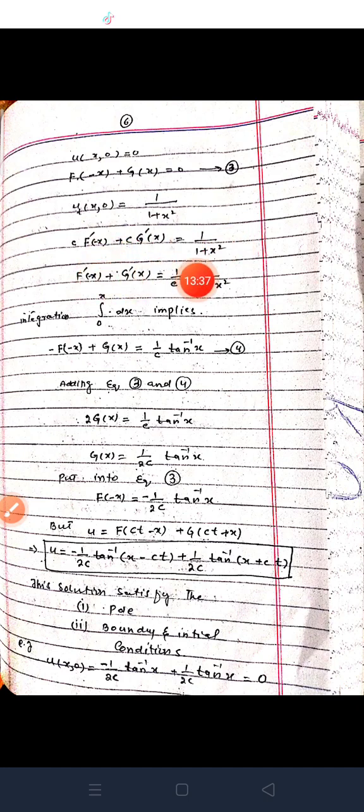Now taking the integral, this equation is with respect to x, so we consider it now an ordinary differential equation. Taking the integral on both sides from limit 0 to x, we get the integral of this number is equal to tan inverse x, and what is the integral of f prime, which is equal to minus f, and what is the integral of g prime, which is equal to g. Now this is equation 3 and this is equation number 4.